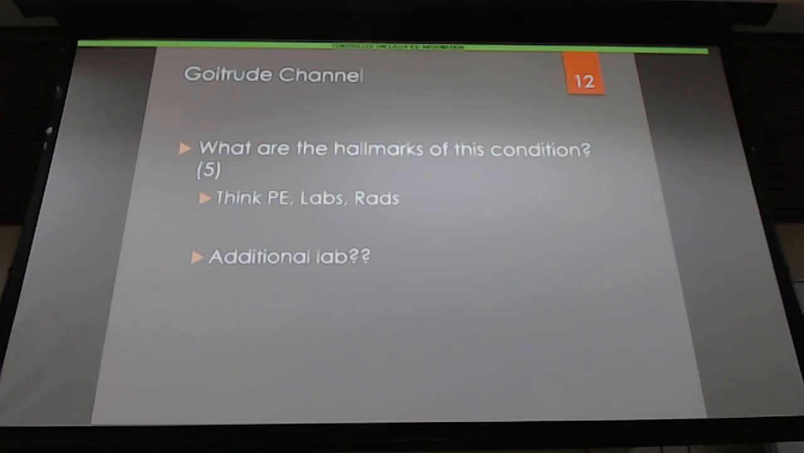Do we need to do any additional labs? What else? This is extra credit. What else do we do? We're thinking it's Graves. What do we do? Lipid. I like that because they can have high cholesterol. Yeah, what else? Antibodies. Perfect. We're going to do the antibody panel to find out, like, to really help confirm that.